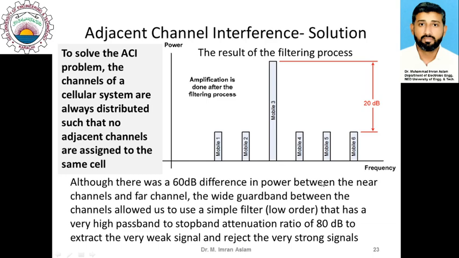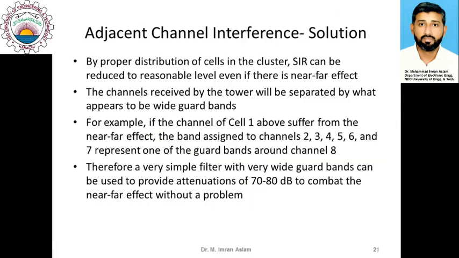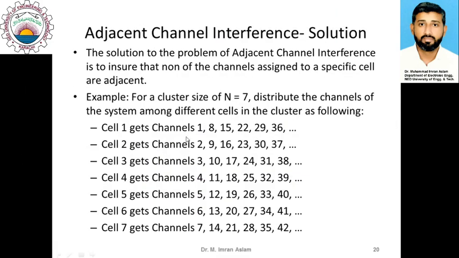So the summary is, the adjacent channel interference effect will be there, especially whenever there is a near far effect. The adjacent channel interference will be significant, but in order to combat this effect, we use a proper frequency allocation.